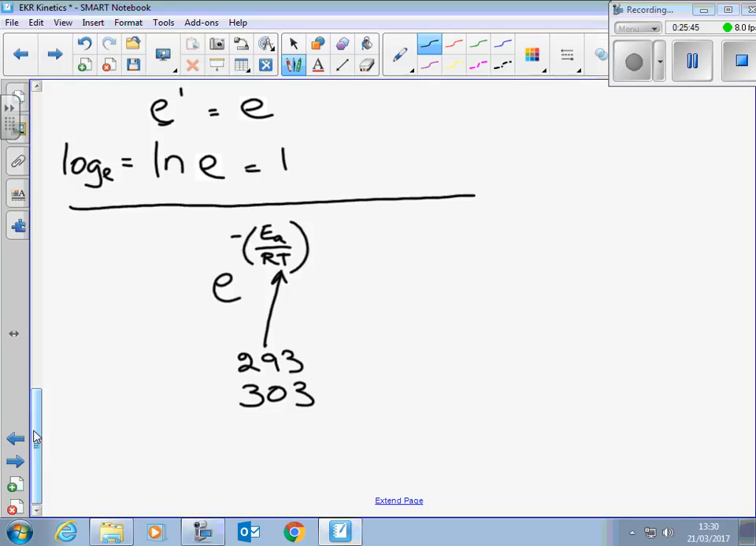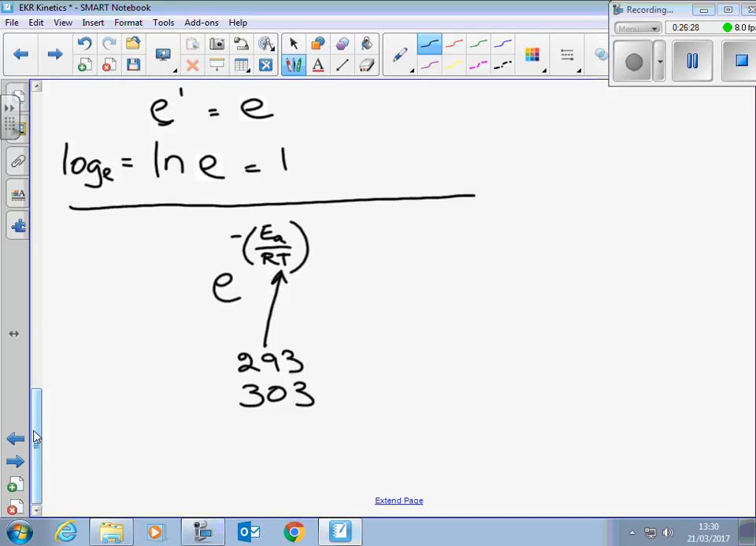So for the first one, if you feed in all those numbers, e to the minus, then on the top you've got the activation energy of 50,000. On the bottom you've got the 8.31 times the temperature, 293, and it comes out at 1.21 times 10 to the minus 9. If you then increase the temperature by 10 kelvins, all you're doing is putting in a different number in the index there. You still get 50,000, you've still got your 8.31, but now you've got times 303, and it comes out at 2.38 times 10 to the minus 9. Well, what do you know? It's almost exactly double, isn't it?